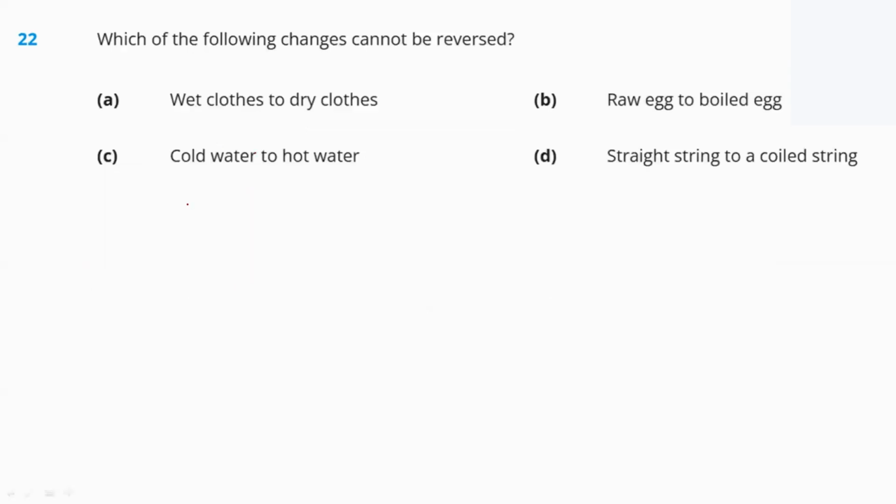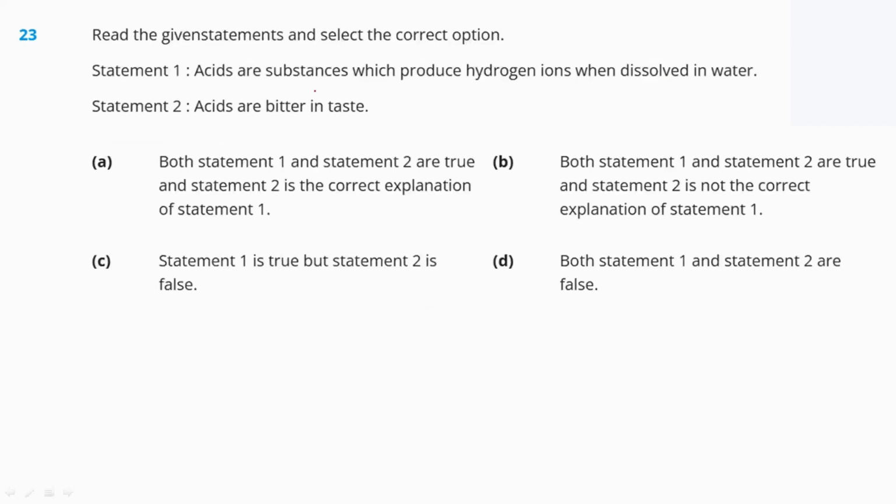Next, which of the following changes cannot be reversed? Wet clothes to dry clothes, it can be reversed. Raw egg to boiled egg, this cannot be reversed at all. So option number B is our right answer. Next, read the given statements and select the correct option. Statement 1, acids are substances which provide hydrogen ions when dissolved in water. This is correct. And acids are bitter in taste. This is incorrect. So statement 1 is true. Statement 2 is false. Option number C is the right answer.